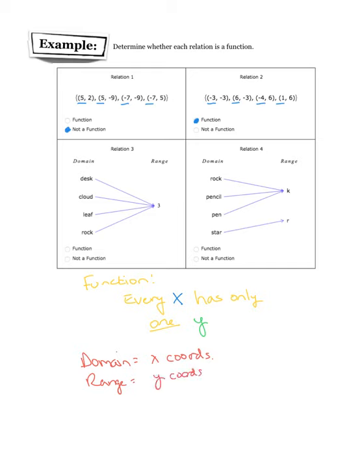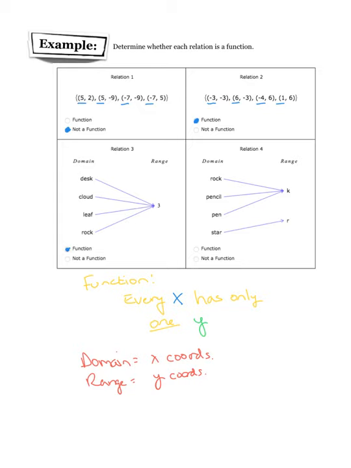So let's look at the domain. Are there any repeated words in our domain? Are there any arrows going to more than one range from a domain? No. Desk, cloud, leaf, and rock have one arrow. They all go to one member of the range. So it is a function.